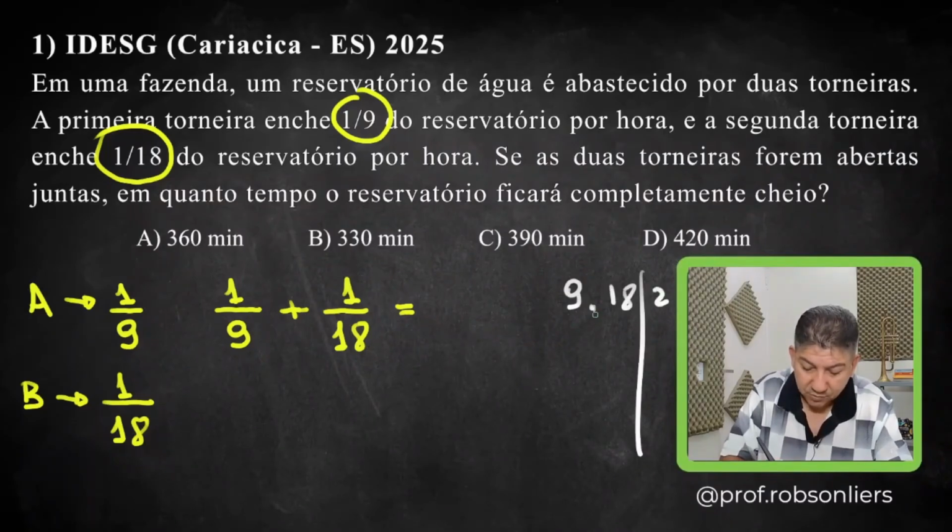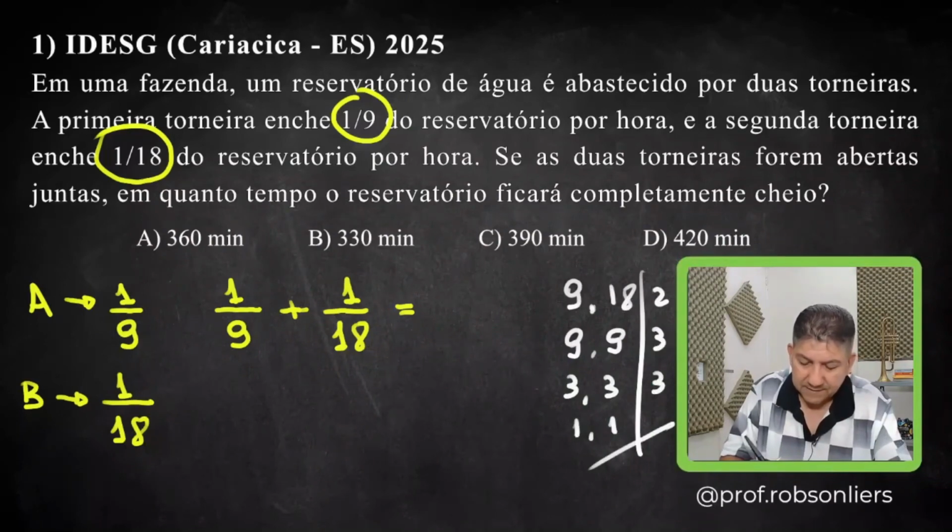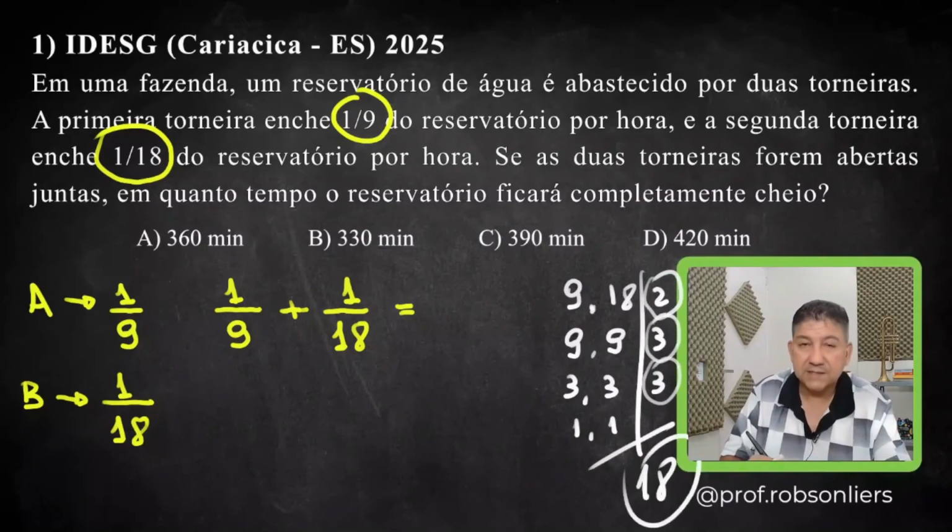Divide by 2, 9 stays the same. 18 divided by 2 is 9. Now divide by 3. 9 divided by 3 is 3. Divide by 3 again. 3 divided by 3 is 1. 2 times 3 is 6. 6 times 3 is 18. So the LCM between 9 and 18 is 18 itself.